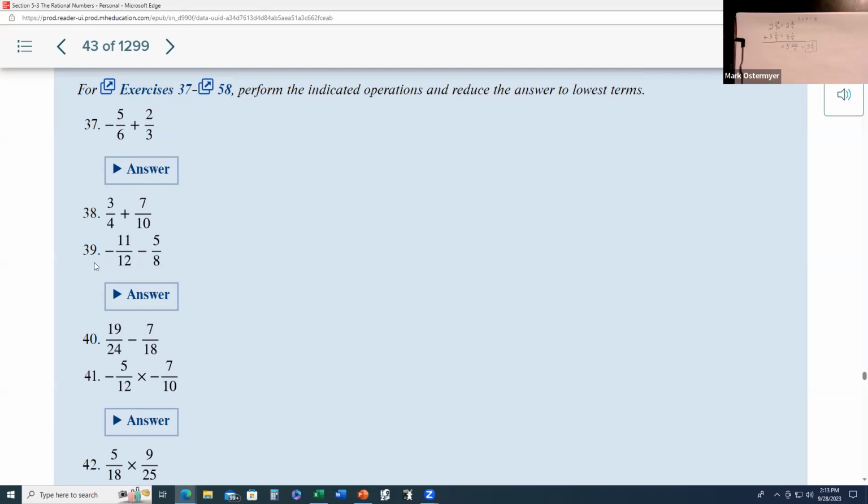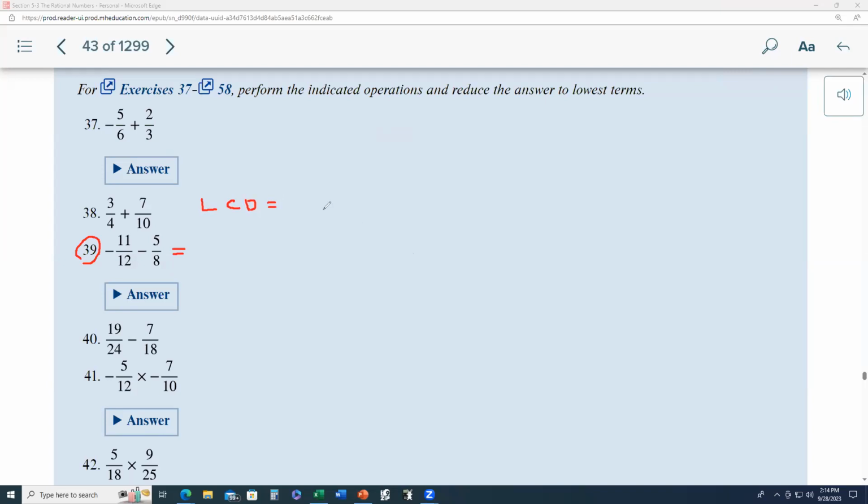Ladies and gentlemen, I want you to try this problem, number 39, part of classwork 2. I want you to add these, well, actually subtract these fractions: negative 11/12 minus 5/8. You have to get a common denominator and go from there. Try to do that problem, classwork 2. Anybody get the common denominator? 24. 24 works great.